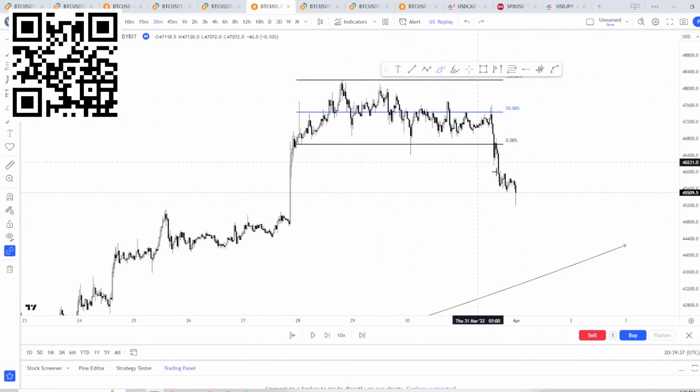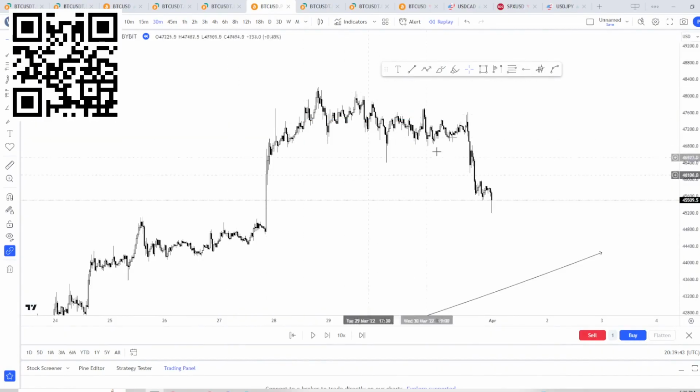So obviously it's a break in structure, right? Where it filled this inefficiency to follow. All right, well, we know that. Okay, cool. So we know that structure actually changed from bullish to bearish on the 30-minute and under.